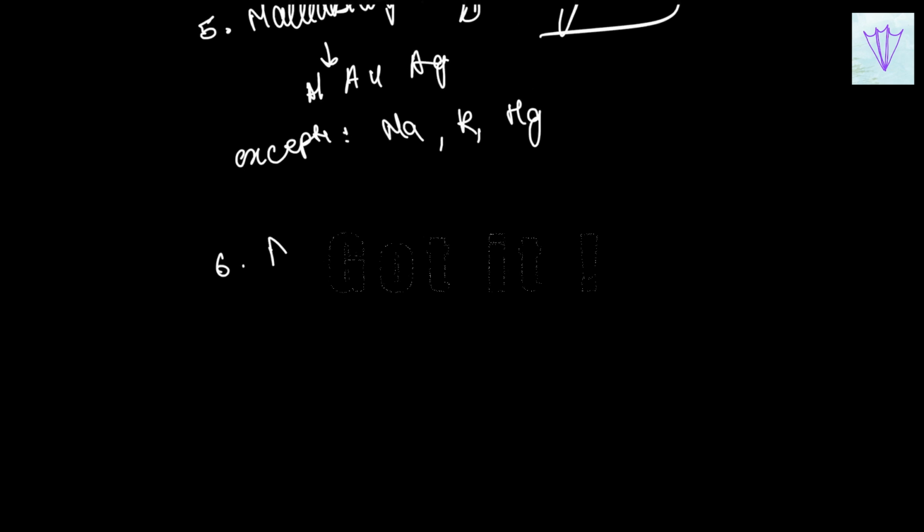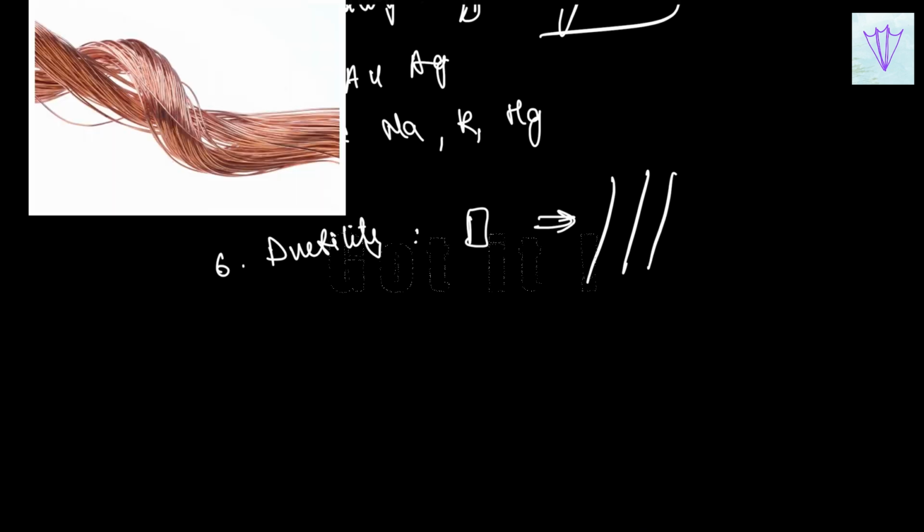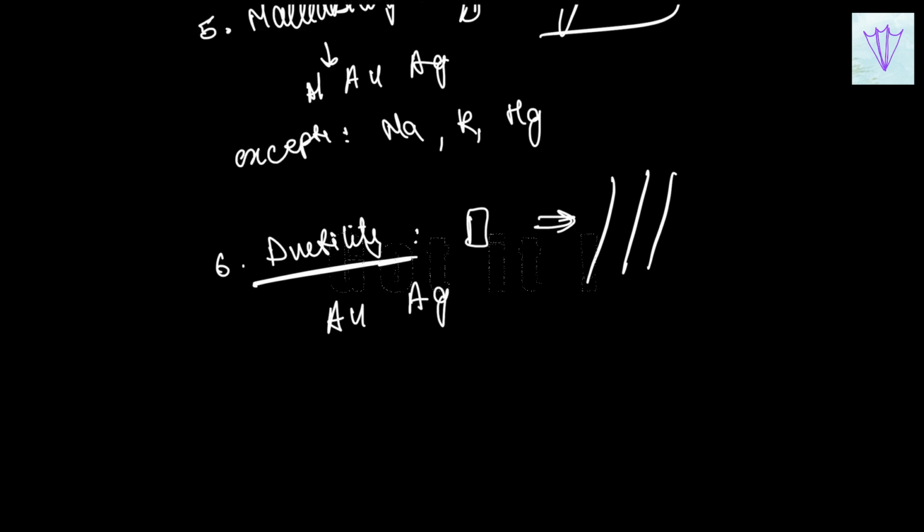The sixth physical property is ductility. That is, metals can be drawn into thin wires. This property is called ductility. Examples are gold, silver, copper. Wires are available for us. Copper is used as cable wires.